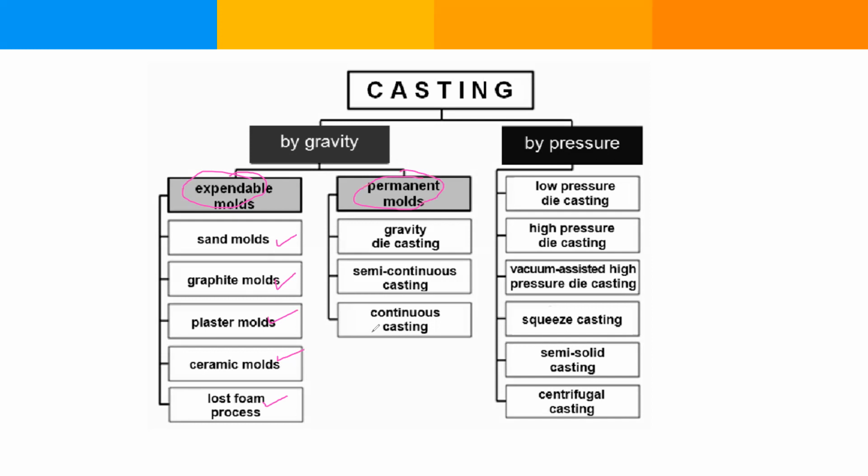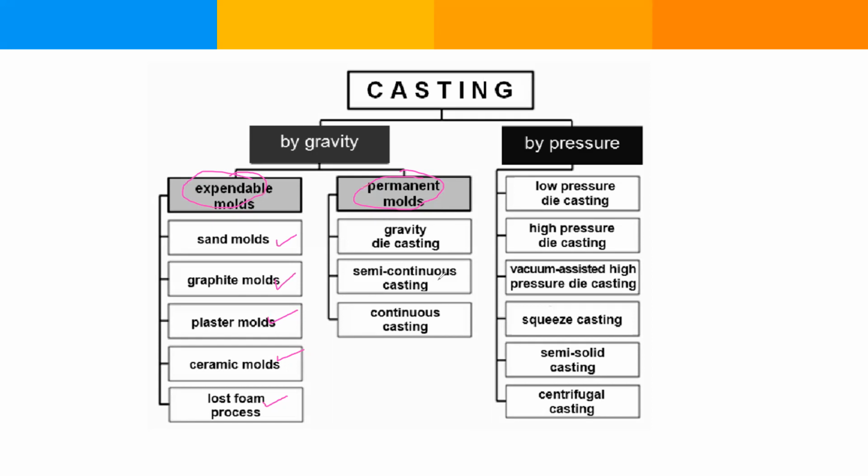If you want to make a casting, then you have to make a mold. For every casting, we have to prepare a separate mold. So that is the expendable mold. Under the category of permanent mold, we have gravity die casting, semi-continuous casting, and continuous casting.